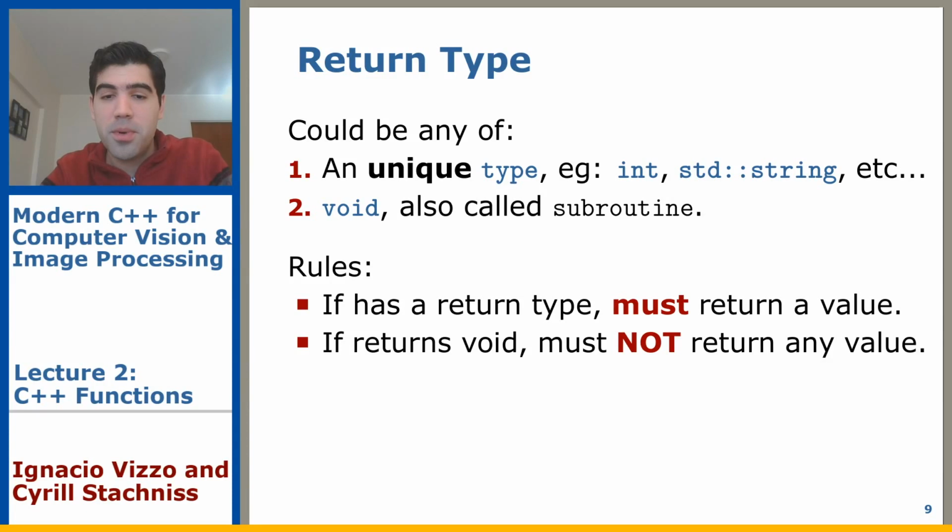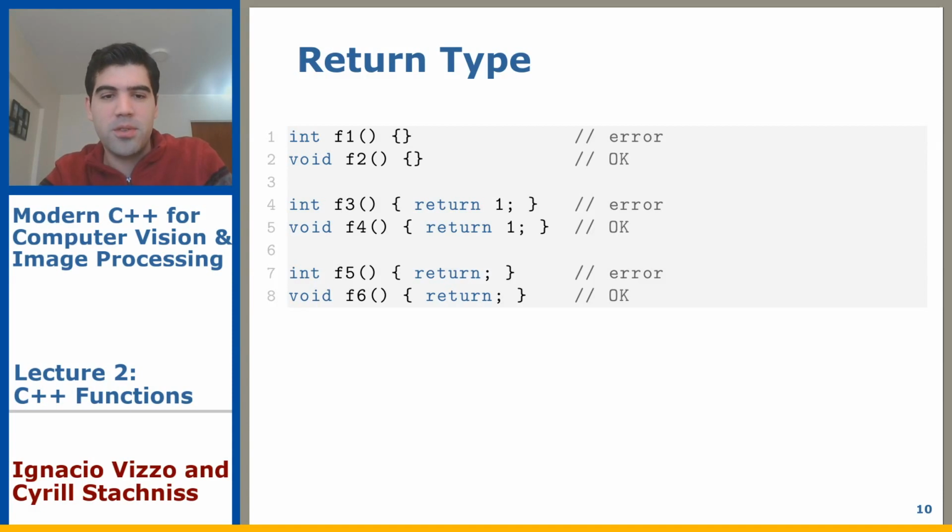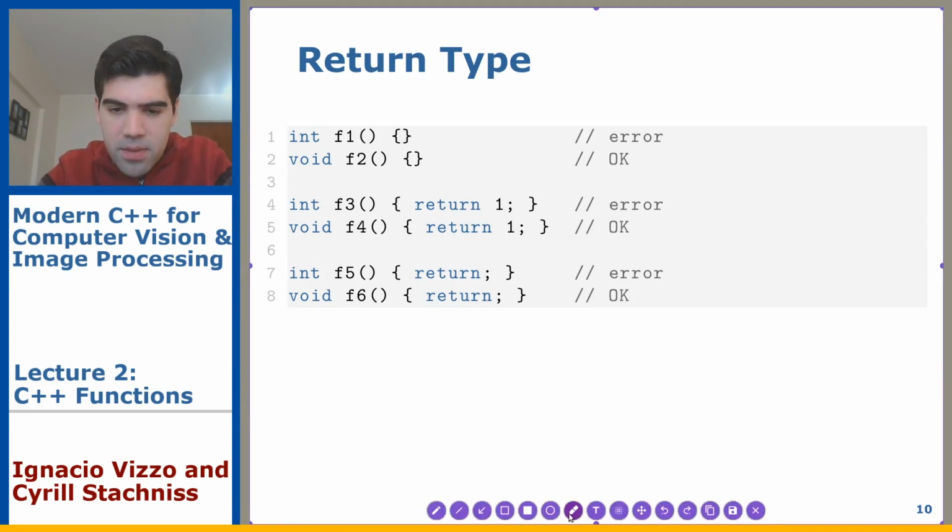And if a function returns void, it must not return any value. So if you declare a function as void and then you return an integer, it's an error. These are some examples. For example, F1 will give you an error because you declare that you will return an integer and you're not doing anything, so error. And in this case, this is void and you're not returning any object, so this is okay.